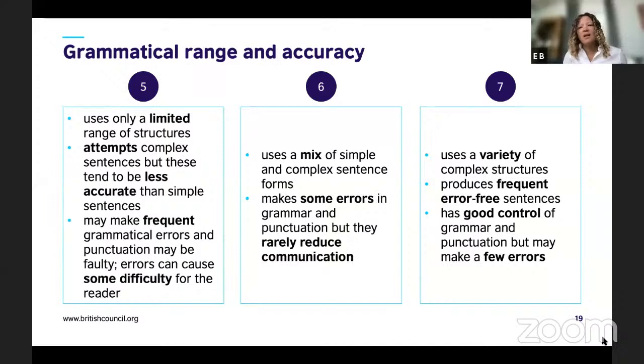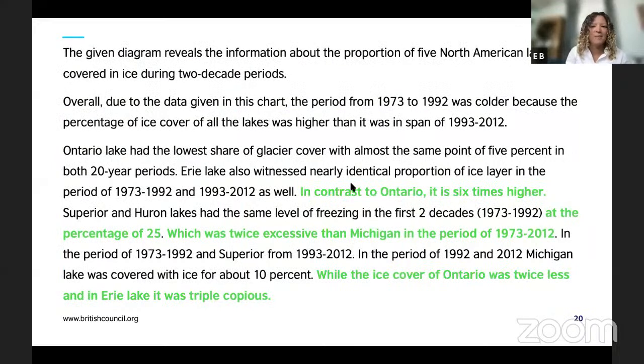At a band 7, the writer is able to use a variety of complex sentences and structures, and most sentences are error-free. So at a band 7, you've got more control of grammar and punctuation. Again, note that there's still room for errors, and that's true all the way up to a band 8 and 9 as well. So it's more about error density rather than having overall perfection. And if you don't mind, we're going to go quickly through this so we can get to task 2 and get to the questions in the time for today as well.